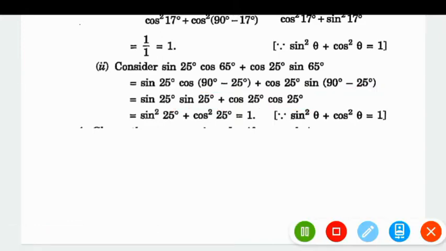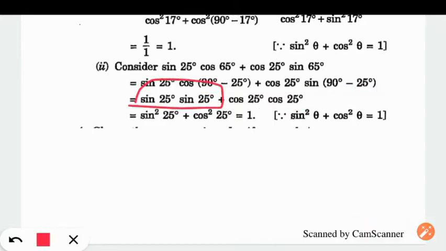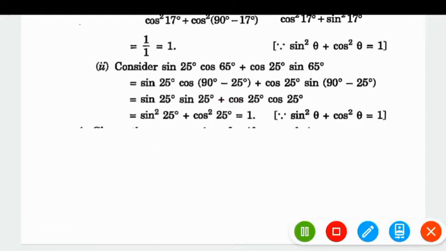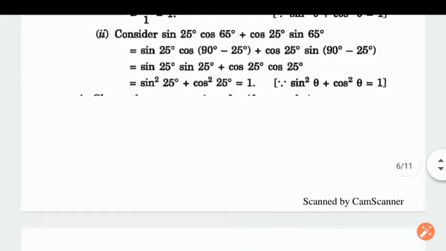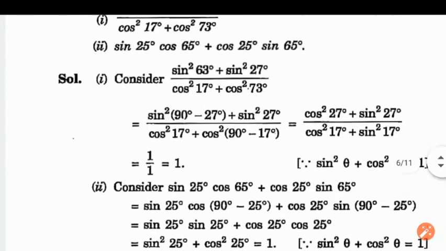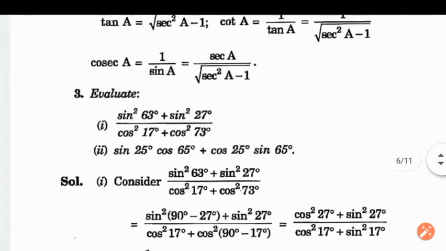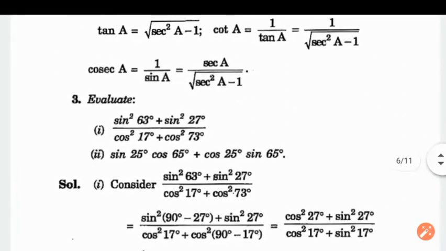So see, sine 25 into sine 25 is sine square 25 degree. Cos 25 into cos 25 is cos square 25 degree, and again sine square theta plus cos square theta is 1. Hence proved. Here we are required to evaluate, not prove. Okay, done.